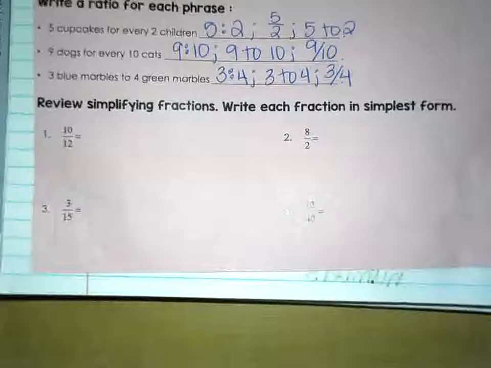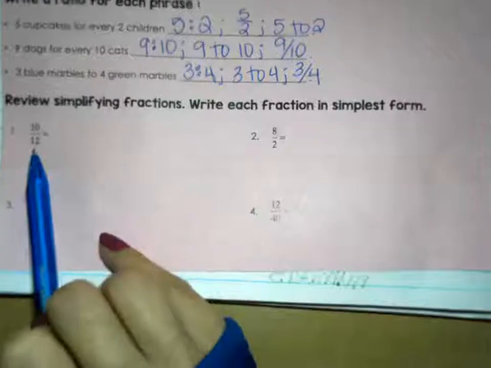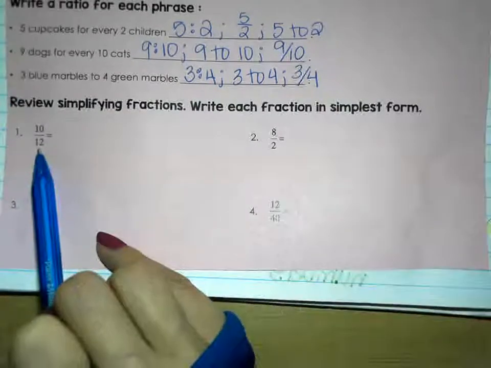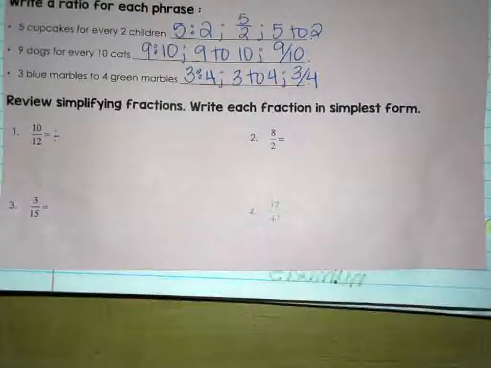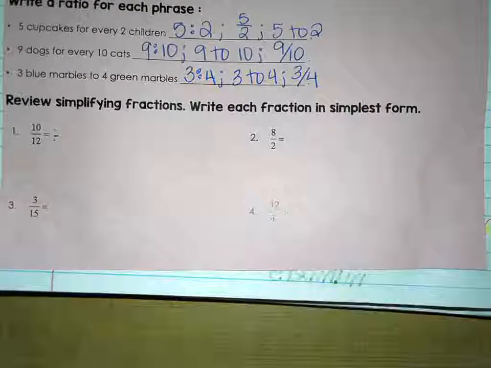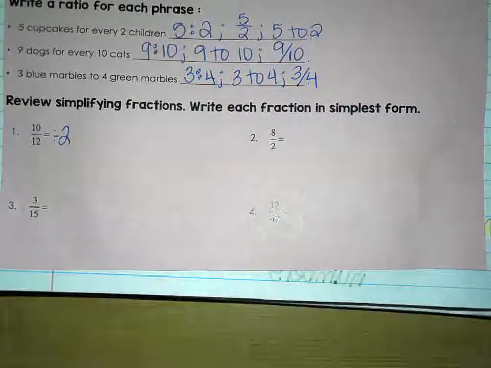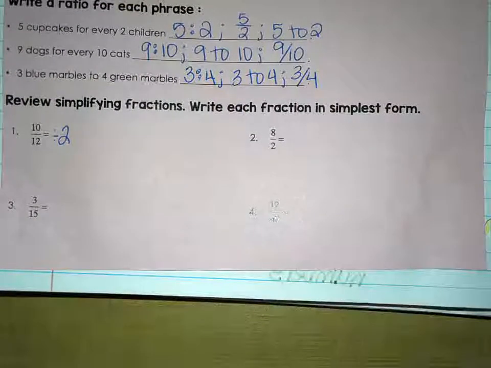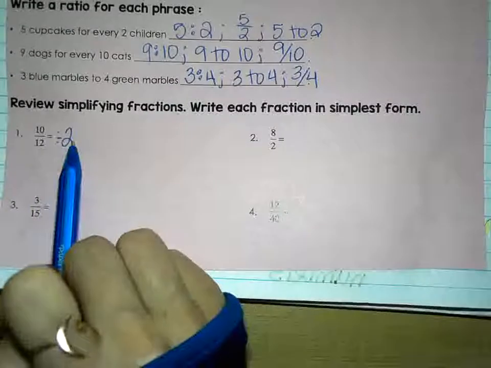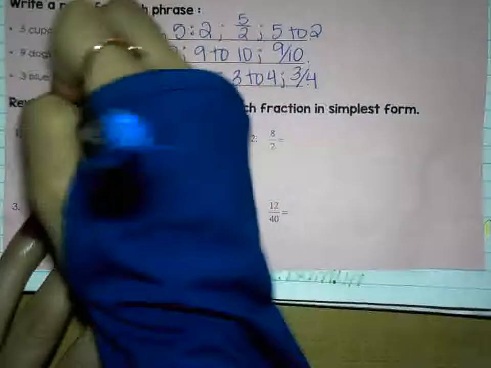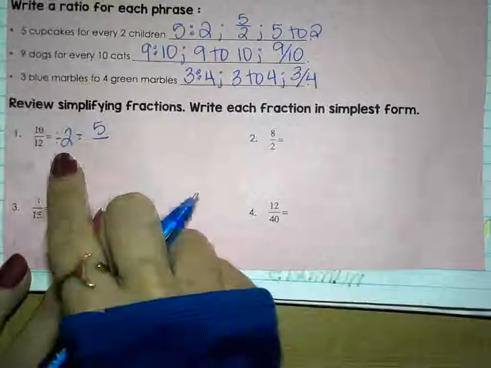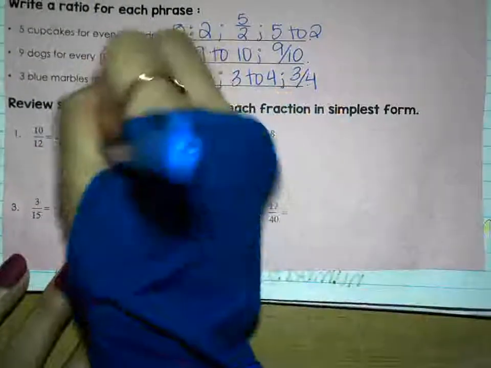Okay, so 10 over 12. Someone raise your hand and tell me what number goes into both 10 and 12 that I can divide out of both. I want to divide a number out of 10 and a number out of 12, and it has to be the exact same number. Sienna? 2. So I'm going to do 10 twelfths divided by 2. 10 divided by 2 is what, everyone? 5. And 12 divided by 2 is? 6. Good.